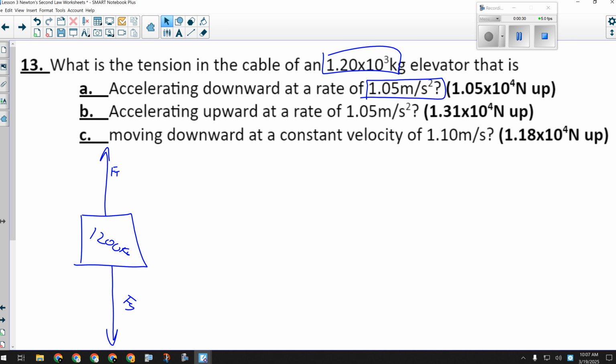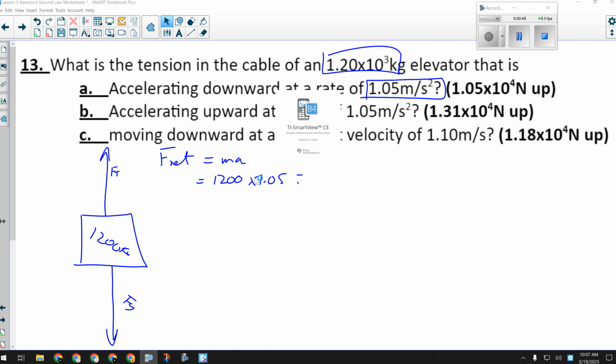Net force. The steps are basically the same for all three. So I get F net equals mass times acceleration, so that'll be 1,200 times 1.05. What does that give me for a net force there? Actually, sorry, negative 1.05 because it's going downwards. What does it give me for a number there, guys?